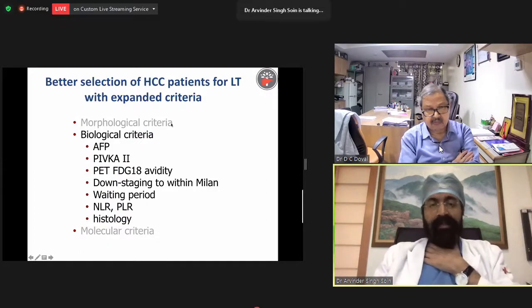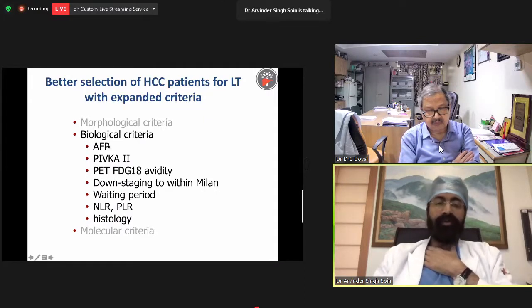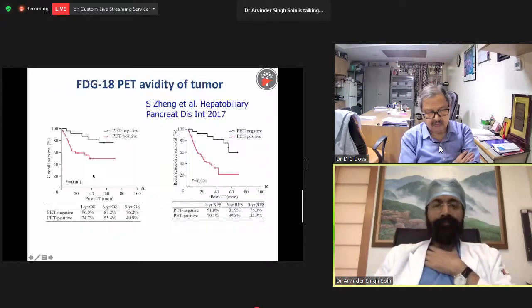Now the morphological criteria of size and number are kind of old-fashioned, and everybody's into biological criteria, which tell us the biology of the tumor, and that seems to govern the prognosis. The various parameters used for biological criteria are alpha-fetoprotein, PIVKA-II, FDG-18 avidity, the ability to downstage to within Milan or UCSF, and the waiting period test, which means that they don't go beyond transplantability during a waiting period of 3 to 6 months. Then there are NLR, the neutrophil lymphocyte ratio, platelet lymphocyte ratio, and histology. So these are what everybody looks at now.